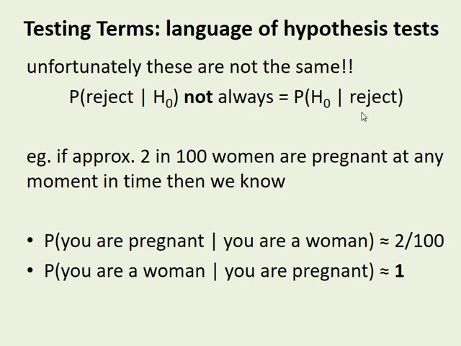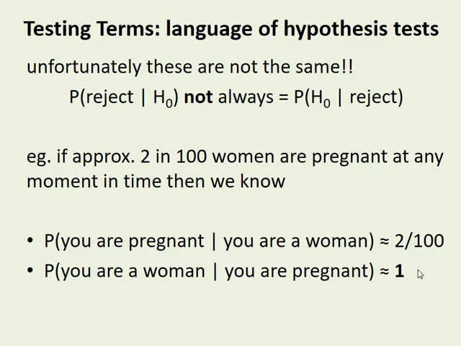An example to illustrate this: fairly realistically, we can say that about 2 in 100 adult women are pregnant at any moment in time. If you take that figure, then the probability that you are pregnant, given that you're a woman, is 2 in 100, assuming random selection from all the women. But the probability that you're a woman, given that you are pregnant, is more or less 1. So it's completely different. You can't just switch those two things around.